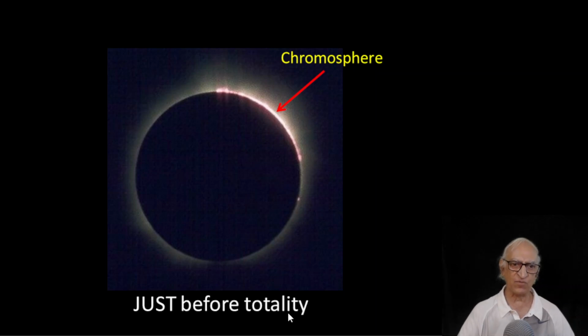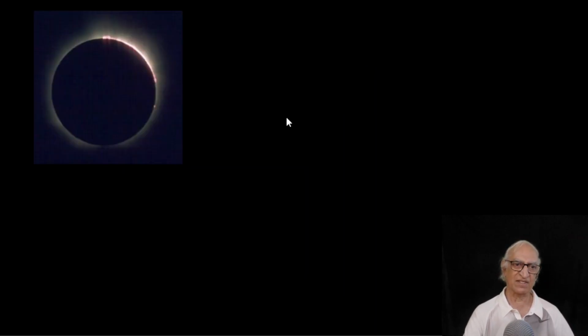Just before the Moon completely covers the Sun and there is total eclipse and the corona shines, one sees a thin region of radiation which is known as the chromosphere. The light from this is brightly colored and hence the name chromosphere. There it is.